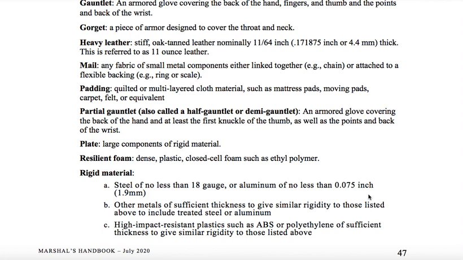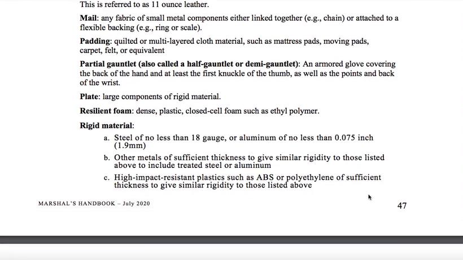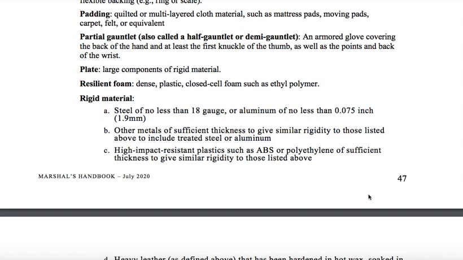Padding. Quilted or multi-layered cloth materials such as mattress pads, moving pads, carpet, felt, or equivalent. Partial gauntlet, also called a half gauntlet or demi-gauntlet. An armored glove covering the back of the hand and at least the first knuckle of the thumb, as well as the points and back of the wrist. Plate. Large components of rigid material. Resilient foam. Dense, plastic, closed-cell foam, such as ethyl polymer.